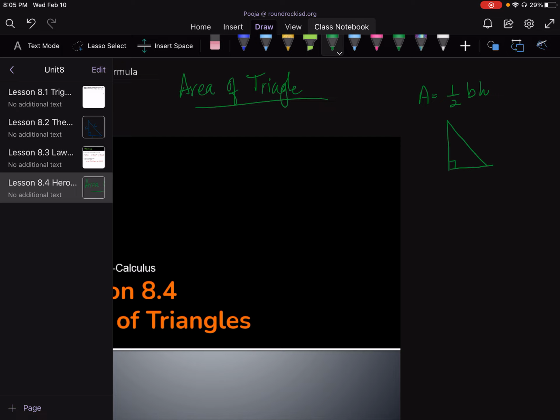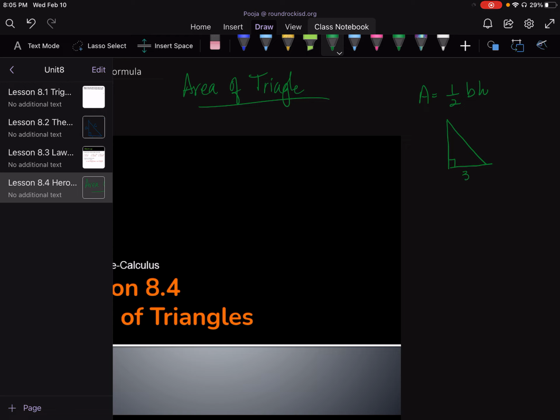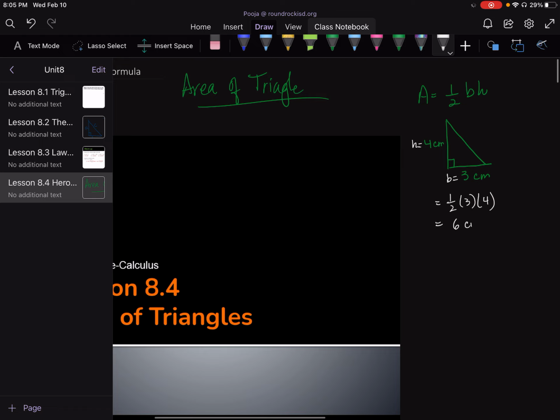For example, if we have a right triangle here, let's say the base is 3 centimeters, and let's say this side is 4 centimeters. Because this is a right triangle, this is the base of the triangle, and this is automatically the height of the triangle, which is the straight up and down. So we can simply use half times base times height to find the area of the triangle, which will be 6 centimeters squared.